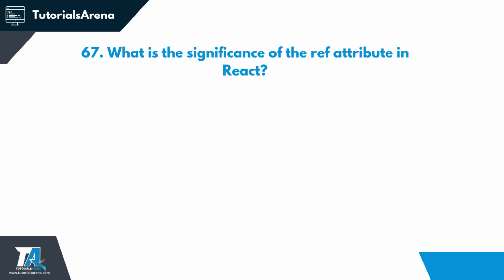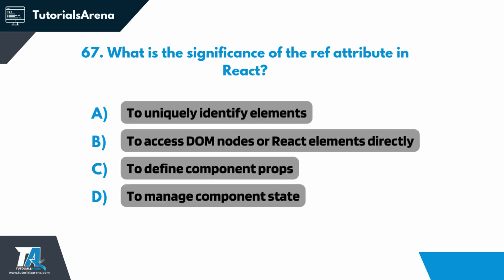Question 67. What is the significance of the ref attribute in React? The options are Option A, to uniquely identify elements. Option B, to access DOM nodes or React elements directly. Option C, to define component props. Option D, to manage component state. The correct answer is Option B, to access DOM nodes or React elements directly. Moving on to the next question.